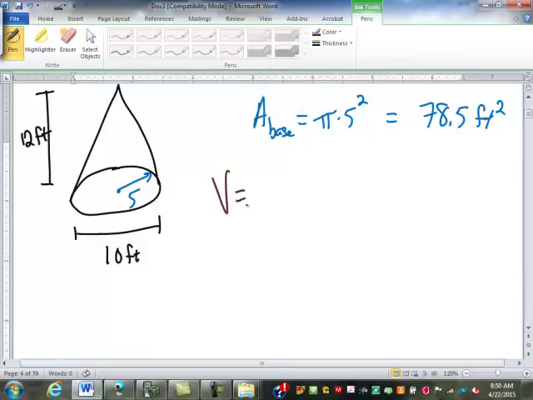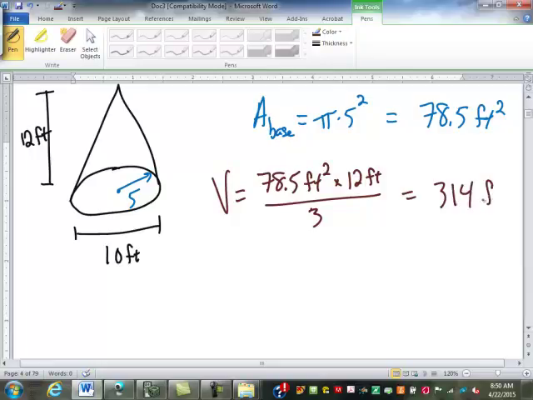Well, the radius is half of the diameter, and 10 is the diameter. So our volume is the area of the base, 78.5 square feet, times the height of 12 feet, divided by 3. That gives us 314 cubic feet of volume. What do you think? Still better than a sharp stick in the eye? Sure. No?